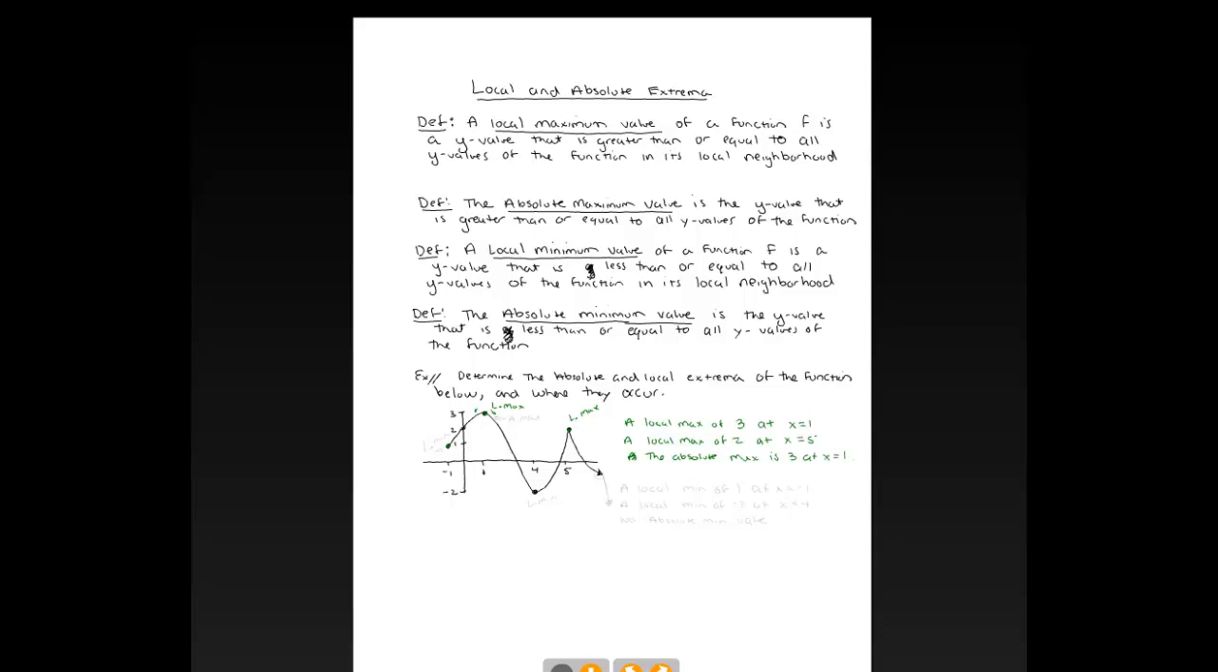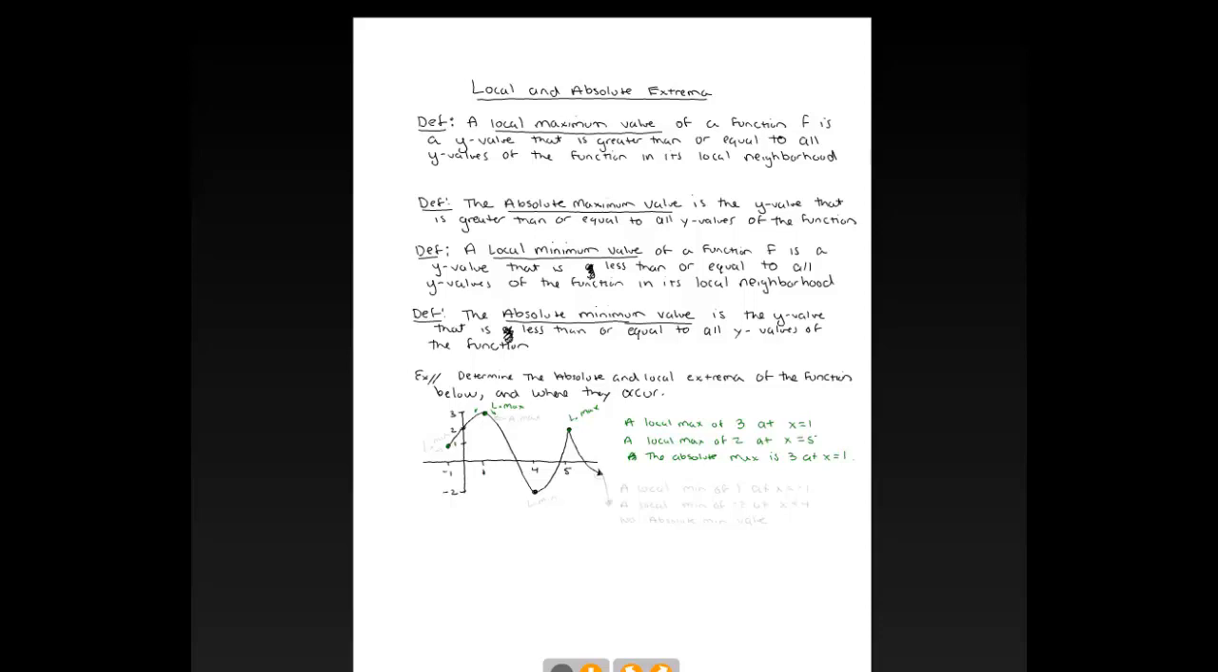So notice a local max can be an absolute max as well. This makes sense. An absolute max is always a local max. If you're the best soccer player in the world, you're also the best soccer player in your town. The reverse is not true. If you're the best soccer player in your town, you're not necessarily the best in the world, and that's where the local max of 2 at x equals 5 comes in. It's a local max, it's not an absolute max.